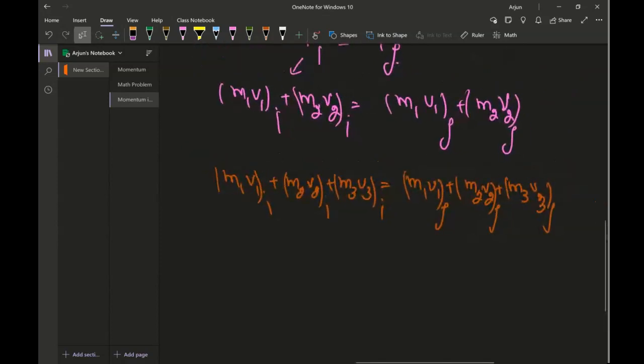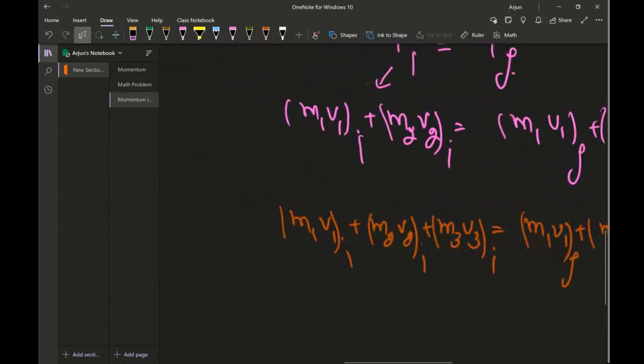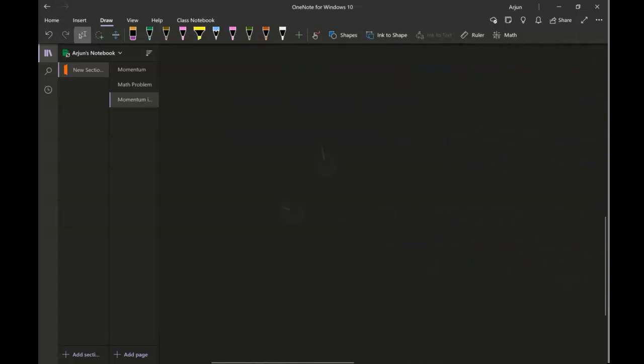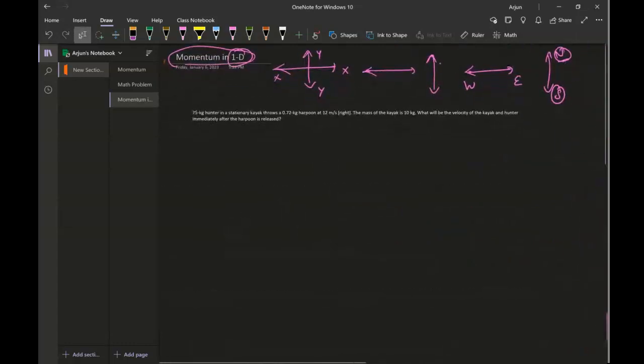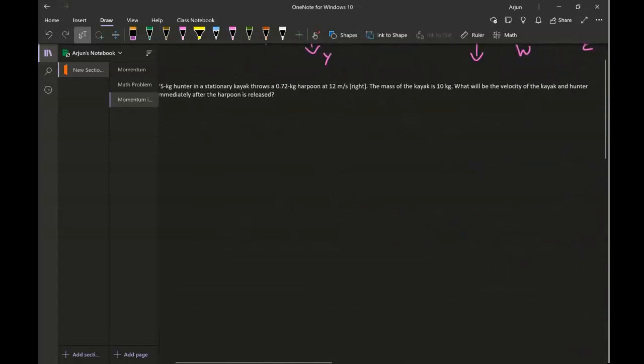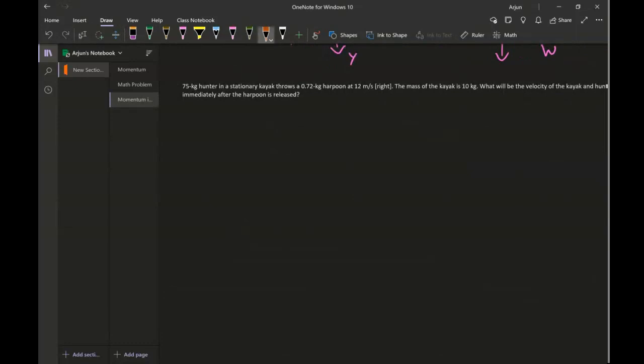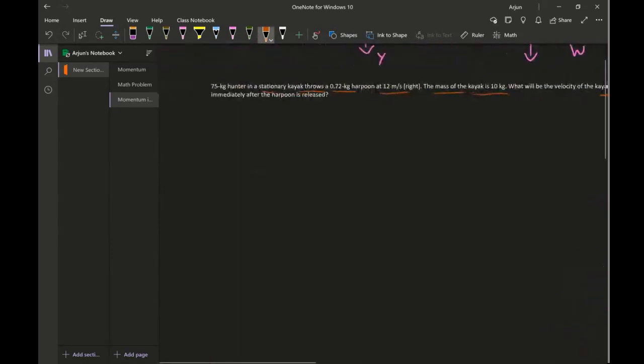So now let's look into a problem based on the concept which we've learned. This is the question given to us. A 75 kg hunter, in a stationary kayak, throws a 0.72 kg harpoon at 12 meters per second. The mass of the kayak is 10 kg. What will be the velocity of the kayak and the hunter immediately after the harpoon is released?